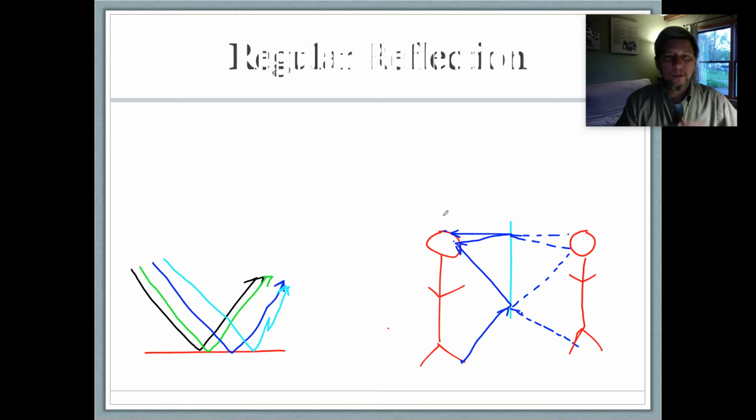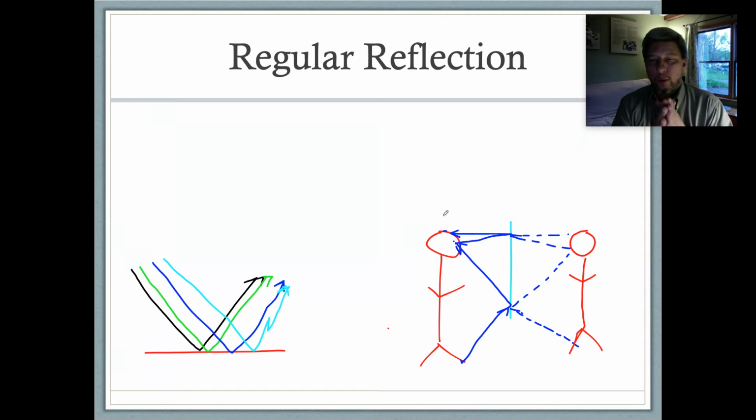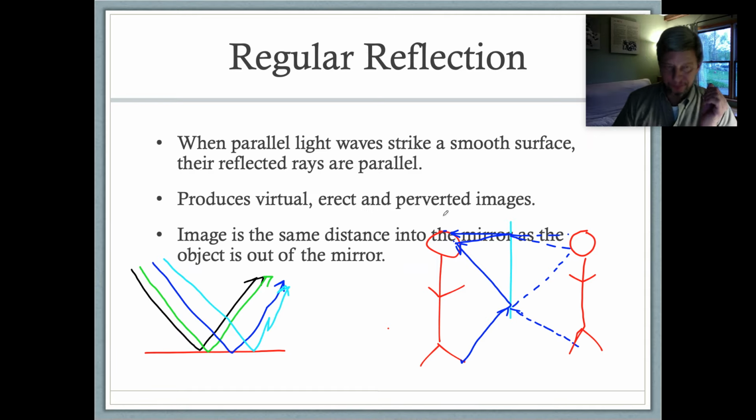And so what that gives you then is what we call a regular reflection. Now, what that means is that when parallel light waves strike a smooth surface, their reflected rays are parallel. All right, I showed that in the diagram that I drew on the left. This produces what we call virtual, erect, and perverted images.